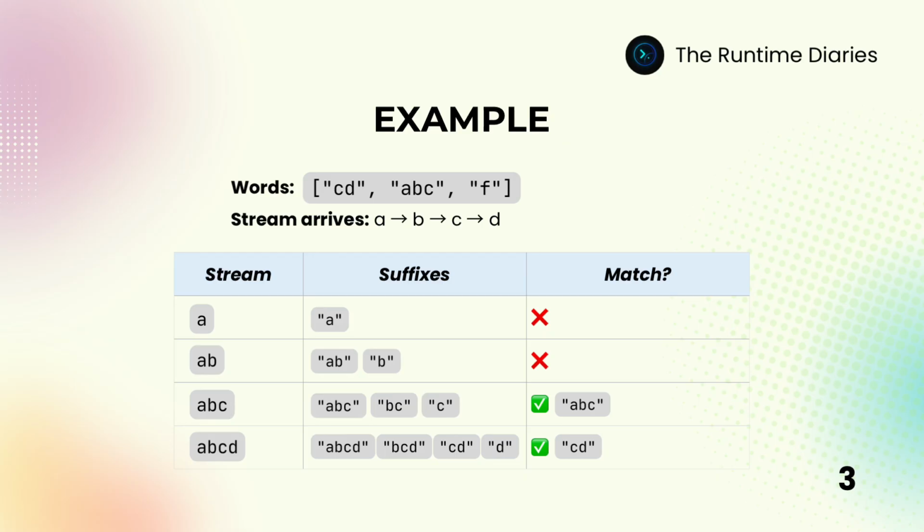So the core challenge is, how do we efficiently check if the current stream ends with any dictionary word? Thousands of times in a row.